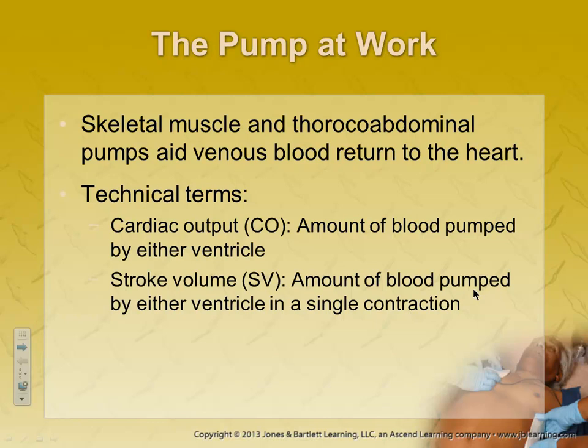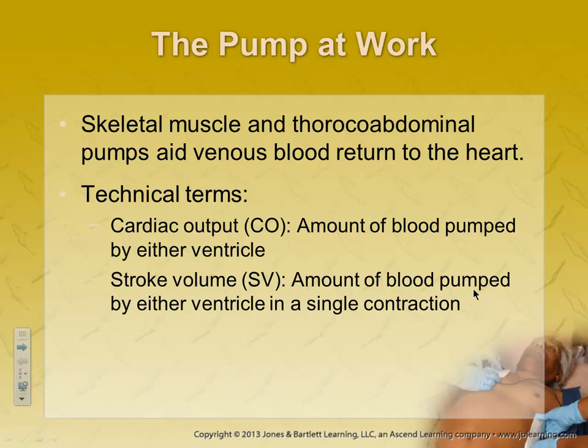Just some technical terms we need to go back and look at. Cardiac output is going to be the amount of blood pumped by either ventricle in what unit of time? Cardiac output, 1 minute. Stroke volume is going to be the amount that's pumped out by either ventricle in what unit of time? One contraction. All right, I guess that's not really a unit of time, but every contraction is your stroke volume.